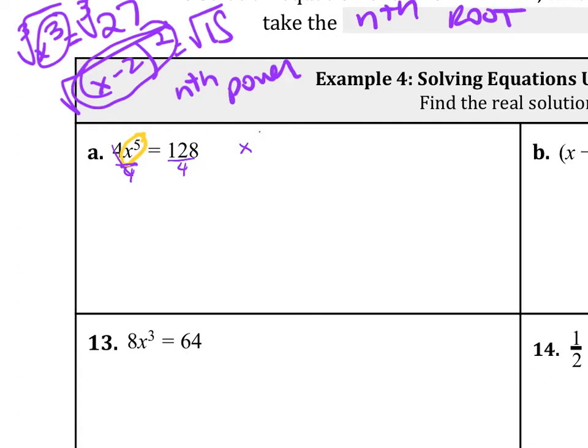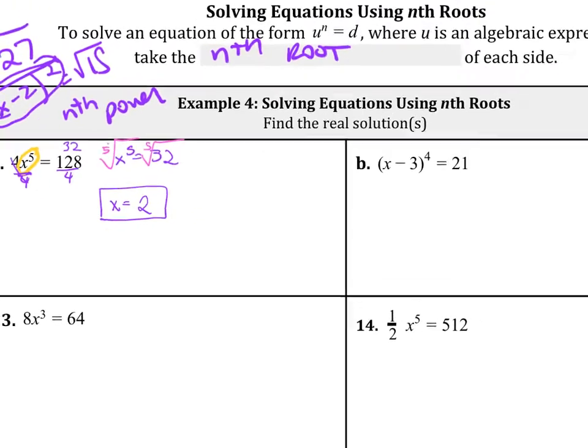And so now we have x to the fifth equals, 4 goes into 12, 32 times. Now in order to get rid of that fifth power, we don't do the square root. That's not enough. We have to do the fifth root. That's what it means by nth root. We're taking the fifth root of both sides. So now that cancels out that exponent of 5, and we have x equals, what's the fifth root of 32? That's 2.